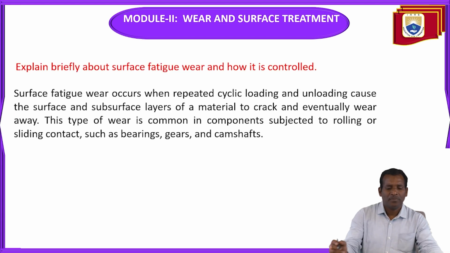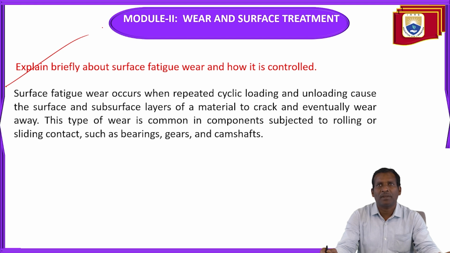The next question is: explain briefly surface fatigue wear and how it is controlled. We have discussed fatigue in a previous session. This type of fatigue wear occurs when repeated cyclic loading and unloading cause the surface and subsurface layers of a material to crack and eventually wear away. Whenever a component is subjected to cyclic or repeated loading, crack formation will occur. This phenomenon is known as fatigue.